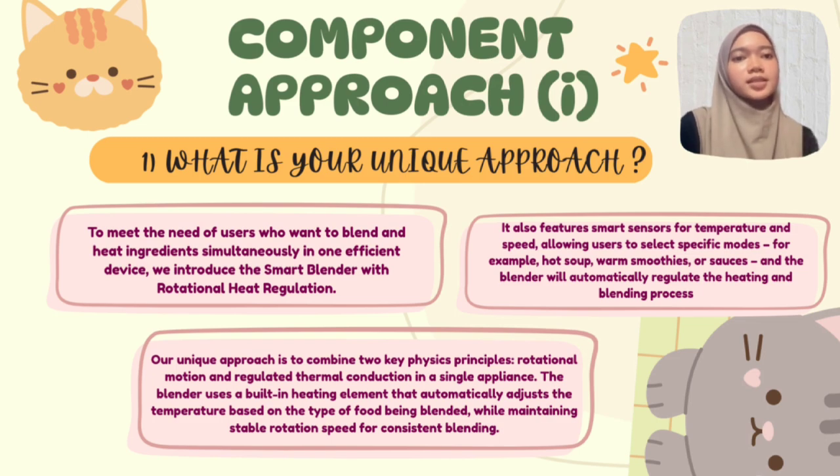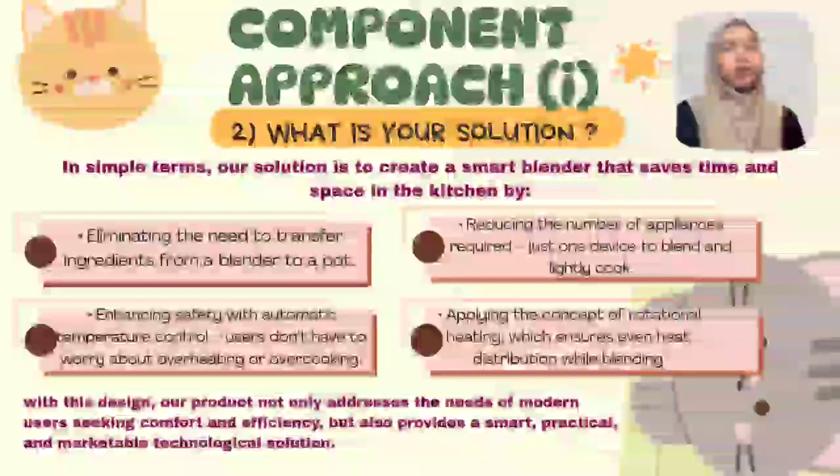What makes it smarter is the integration of temperature and speed sensors. This allows users to select specific modes, for example, if you are making hot soup, warm smoothies, or even sauces. Once a mode is selected, the blender will automatically control the heat and the blending speed, giving users a hands-free and worry-free experience. Now, moving on to our solution.